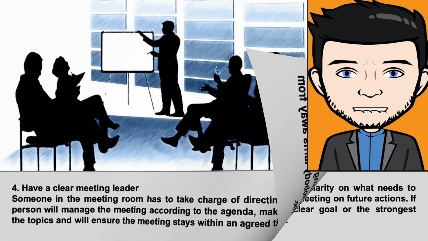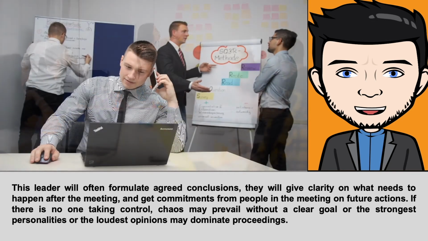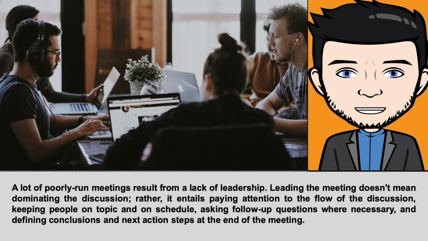This leader will often formulate agreed conclusions. They will give clarity on what needs to happen after the meeting and get commitments from people in the meeting on future actions. If there is no one taking control, chaos may prevail. Without a clear goal, the strongest personalities or the loudest opinions may dominate proceedings. A lot of poorly run meetings result from a lack of leadership.